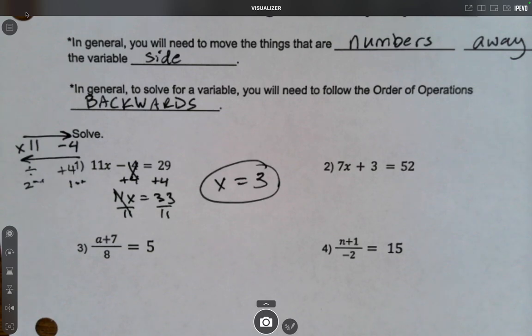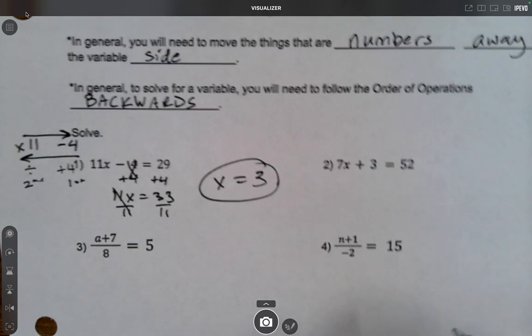Then I'll divide both sides by 11, and I get x equals 3. Again, the idea is we're working backwards, because what they did is they multiplied 3 by 11. They got 33. Then they subtracted 4, and they got 29. So when we didn't know what they started with, we had to start with their ending, 29, and work backwards.